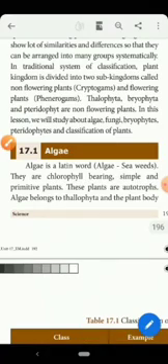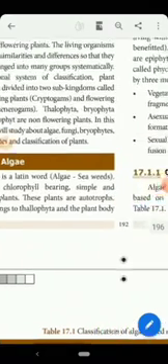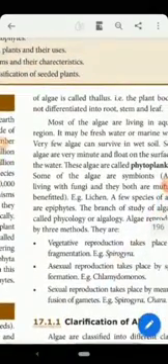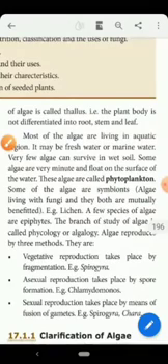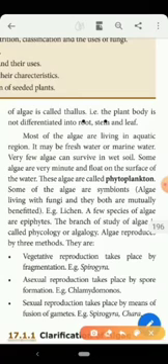Algae belong to Thallophyta and the plant body of algae is called thallus. Entire plant body is called thallus. That is, the plant body is not differentiated into root, stem and leaf. Most of the algae live in aquatic regions. It may be fresh water, marine water, and few algae can survive in wet soil.